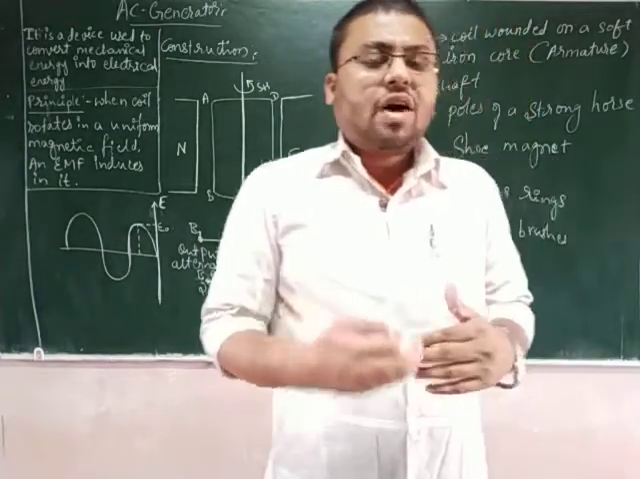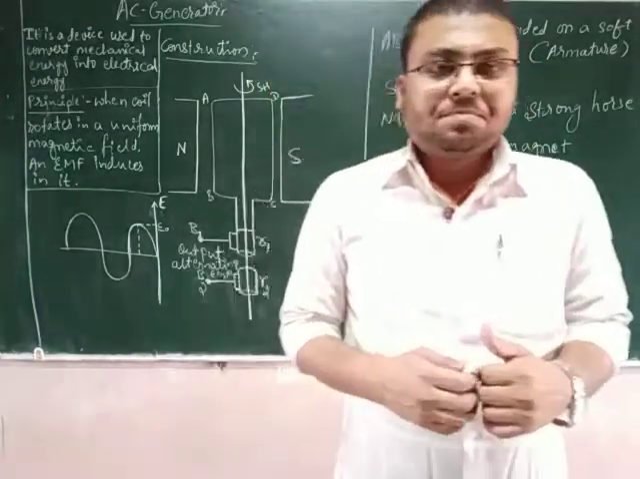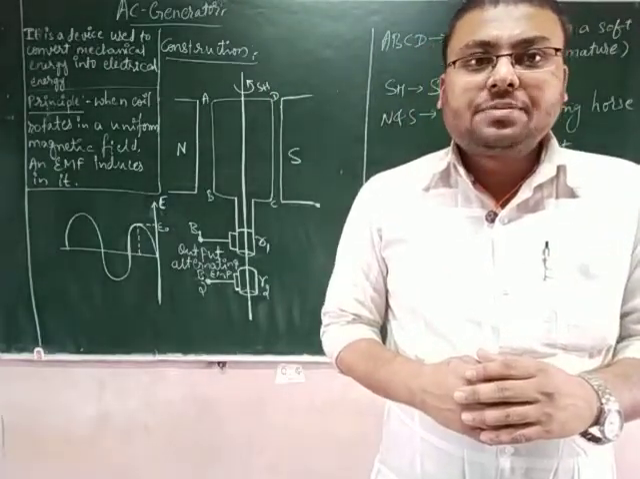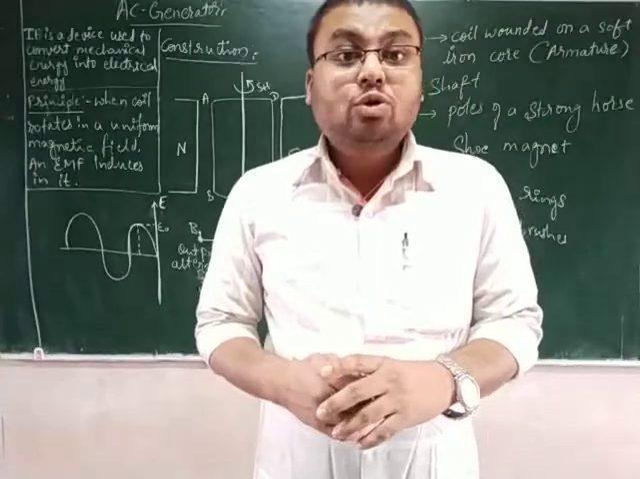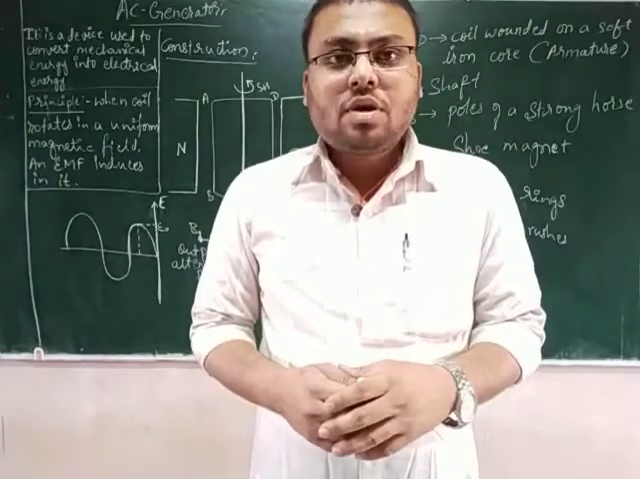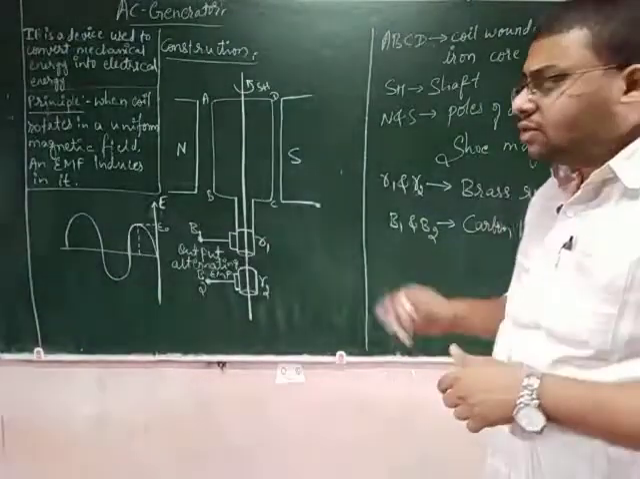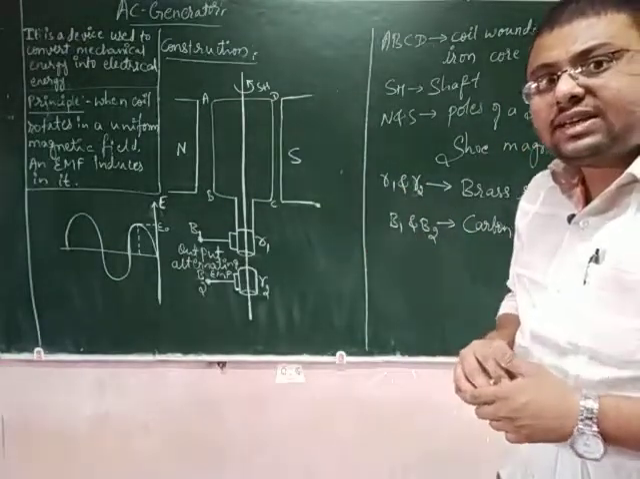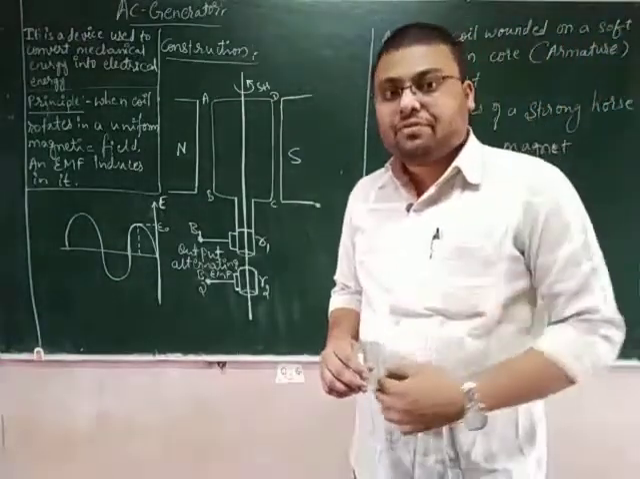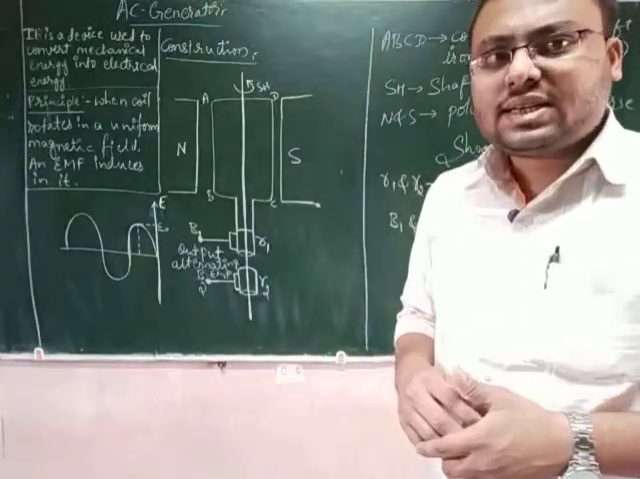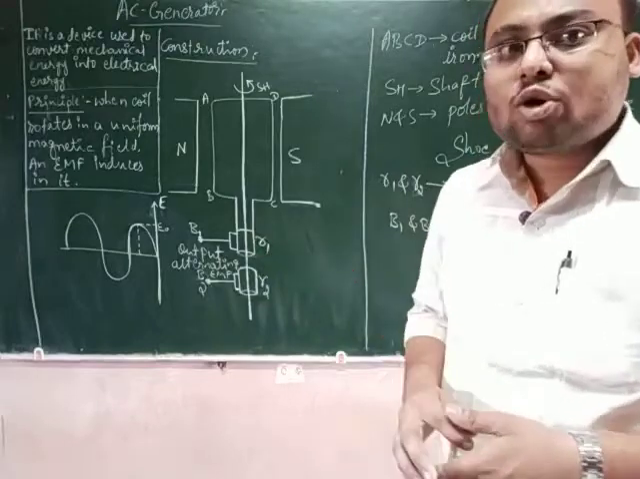And we have a principle for AC generator, that is, when a coil rotates in a uniform magnetic field, an EMF will be induced in it. How? Well, let us look into the diagram. And one more thing, whatever output we are getting, that is our alternating EMF. Here, alternating EMF as well as alternating current we are going to get as an output.